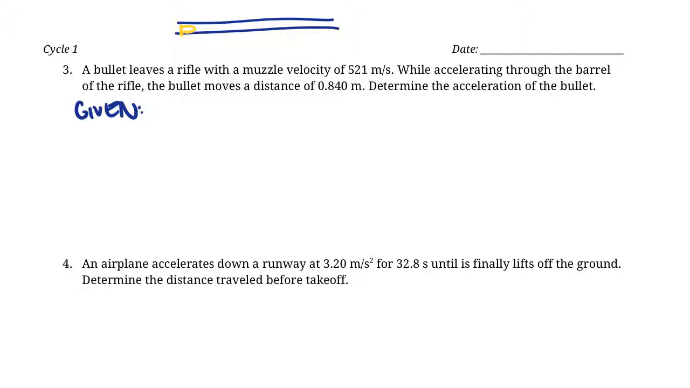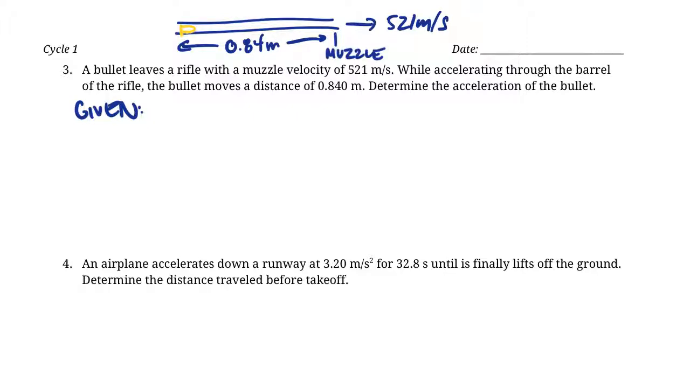So basically, it leaves the muzzle, so the muzzle's the end of the rifle, right? This would be the muzzle here. It leaves with a velocity of 521 meters per second. So that's how fast it's going at the end. While accelerating through the barrel, the bullet moves a distance of 0.84 meters. So the distance of the barrel is 0.84 meters, right? That's the length of the barrel. We're looking for the acceleration.